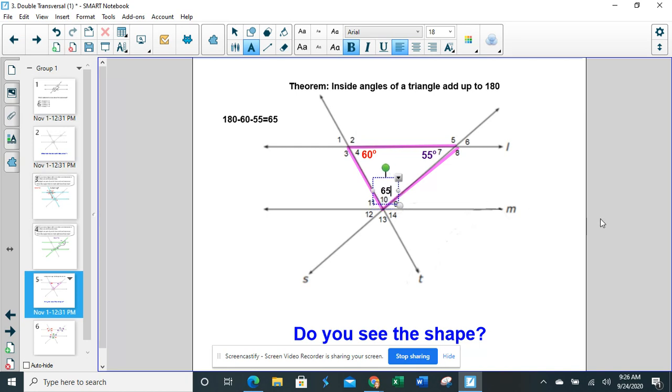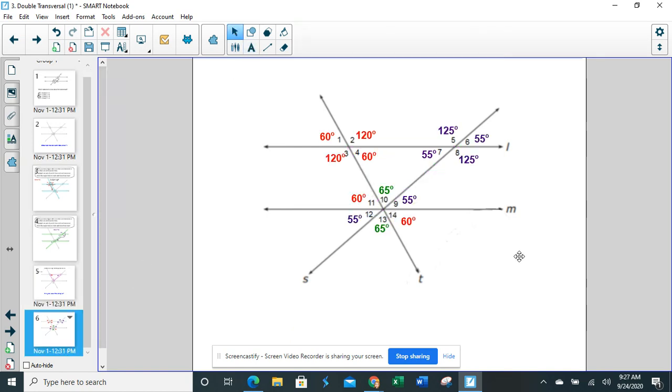All right, so now I've got angle 10, which is awesome because I need angle 13 also. And if you look, what is the relationship between angle 10 and angle 13? They're vertical, so that means they're equal to each other. So I'm going to put that 65 down here as well. And now I have all of the angles for my double transversals.